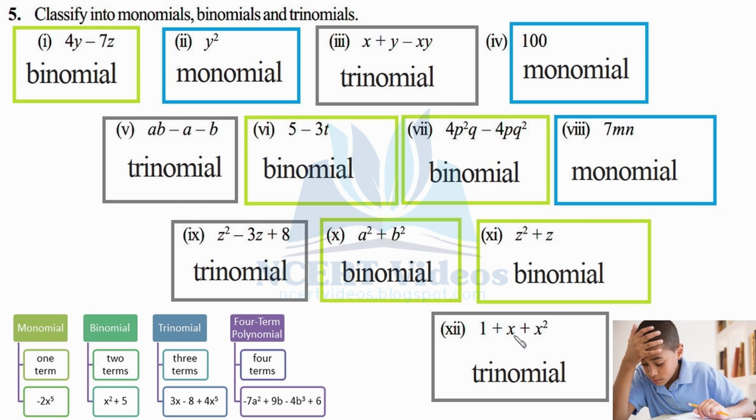The last one. Here it is again trinomial because 1 term, 2nd term, 3rd term. So x and x square are not same because here we have 2 x's, here we have only single x. Therefore it is a trinomial. So that's your 5th.